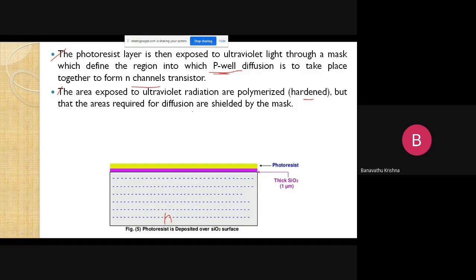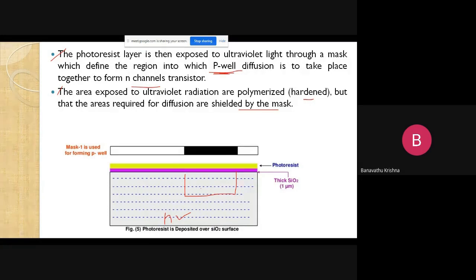But the areas required for diffusion are shielded by the mask. Where we need to diffuse or implant the P-well, that area needs to be masked. So here we need to diffuse the P-well into the N-type substrate. In this area, we need to diffuse or implant. There are two methods to inject impurities into the parent substrate: one is the implantation process, another one is the diffusion process.